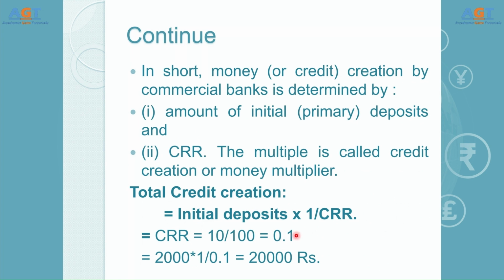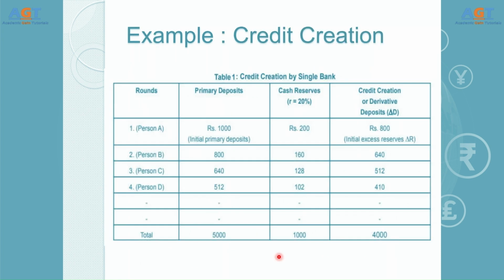If initial deposits are 2,000 rupees, then total credit creation becomes 2,000 times (1 divided by 0.1), which equals 20,000 rupees. This shows how banks multiply deposits through lending. With this concept clear, let's see a detailed numerical example of credit creation.